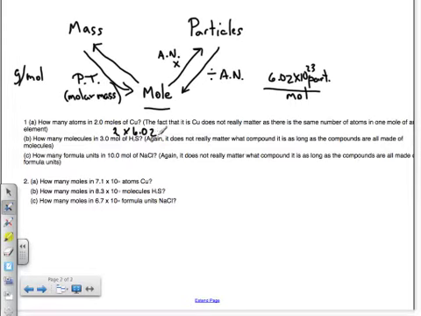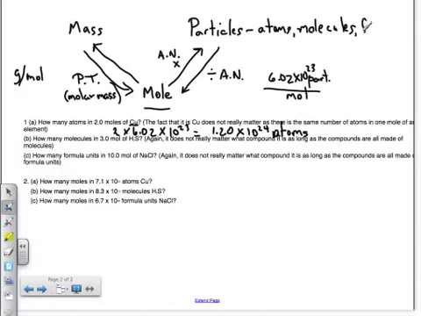Now here you're going to get some more experience with doing scientific notation on your calculator. Okay, so when you multiply those two, you should get 1.20 times 10 to the 24th particles. In this case, it's atoms. So as part of learning the language some more, you know that if you're dealing with an element like copper, the particle is going to be called an atom. Again, generic word, can be atoms, molecules, it can also be ions, formula units.